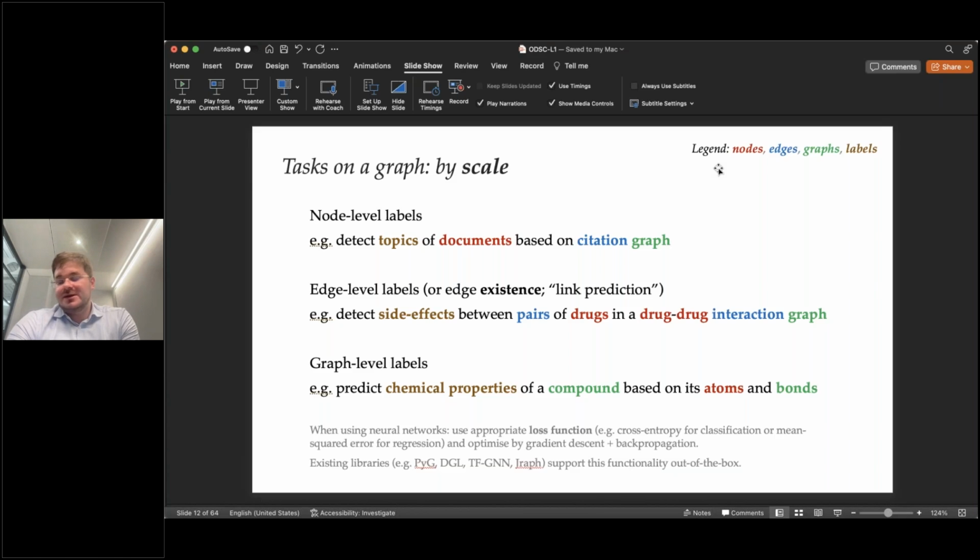And also, you might predict properties of entire graphs. This is how the antibiotic discovery had been formalized that I told you about before. So in this case, your entire graph might be a chemical compound of atoms connected by chemical bonds. And based on this chemical compound, you might be interested in predicting some chemical property, for example, whether it would be a potent antibiotic or not.